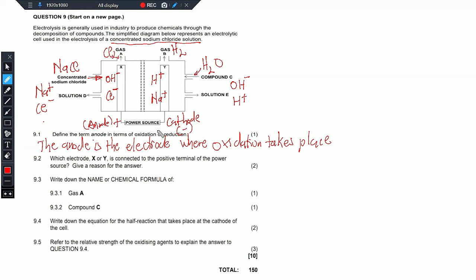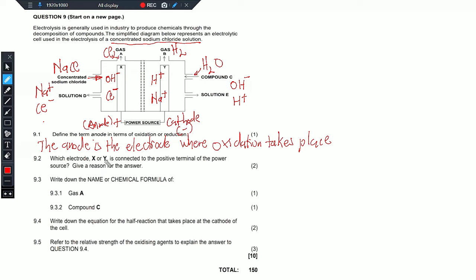So it doesn't actually make it into a galvanic cell. It is still one cell, they just introduce that membrane here to make sure that the Na plus ions do not react with the chlorine gas that we are trying to extract or collect there. Okay, so those are the basic facts that you needed to know in order to answer the questions in here. 9.2 says electrode X or Y is connected to the positive terminal of the power source.